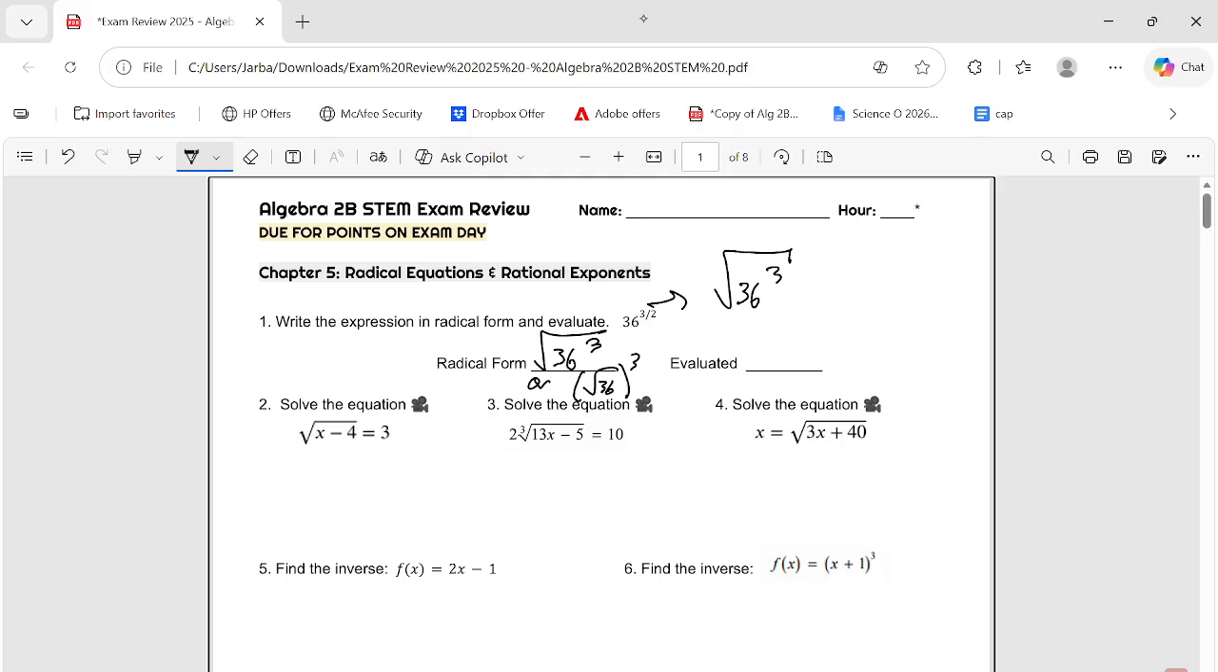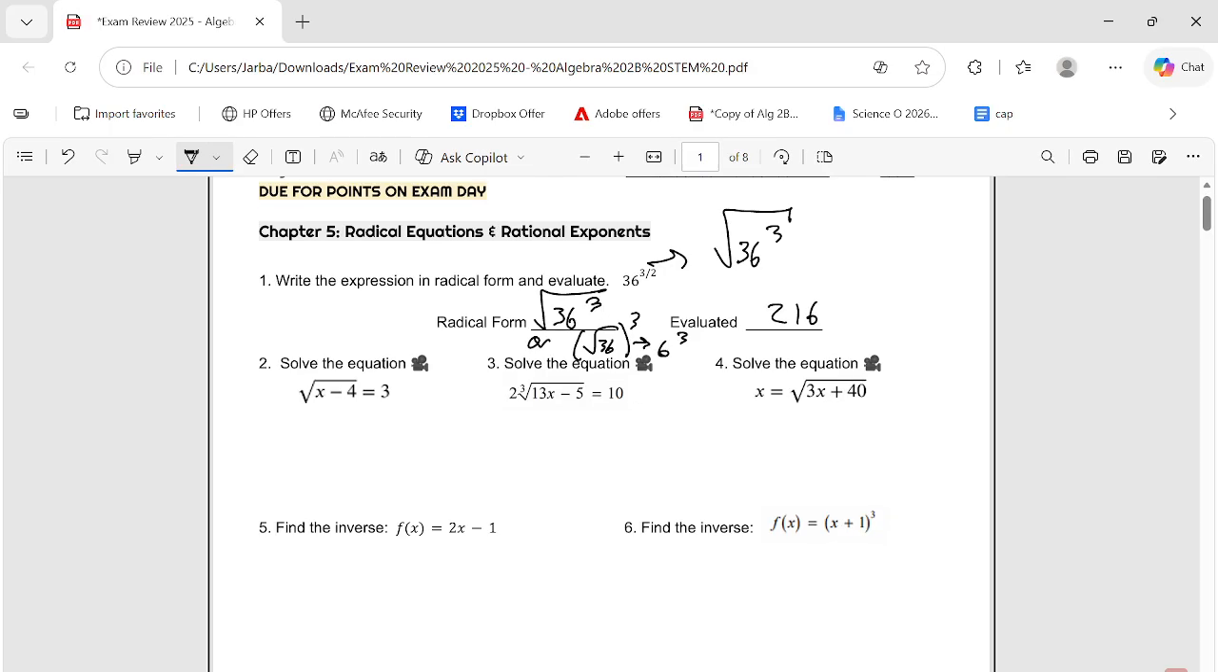If you were to evaluate that, I find this second option easier, because the square root of 36 is just 6, and then we're cubing that. 6 cubed, if I remember correctly, is 216. Yep, 216. Okay, so now we're on to solving.